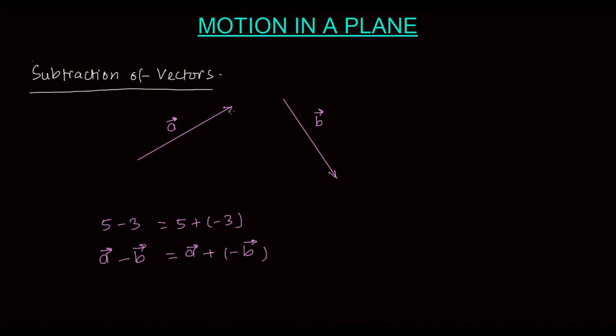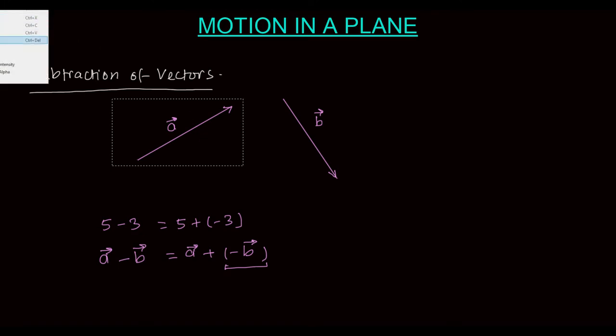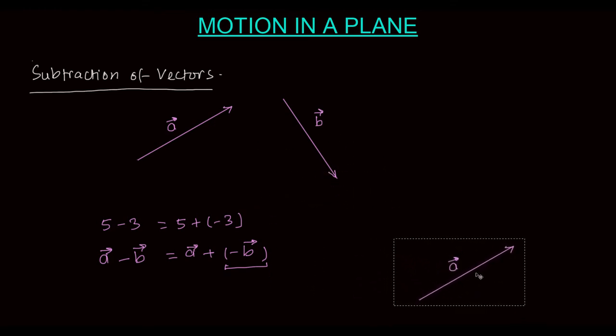Now, how do I do that? That is pretty simple, because we know what is minus B. Minus B is nothing but minus 1 multiplied with B. So it is the same vector with the opposite direction, right? So what I do is to first of all keep this vector as it is. So I keep this vector as it is, A, right? I copy it and then I paste it. So I bring it somewhere here, right?